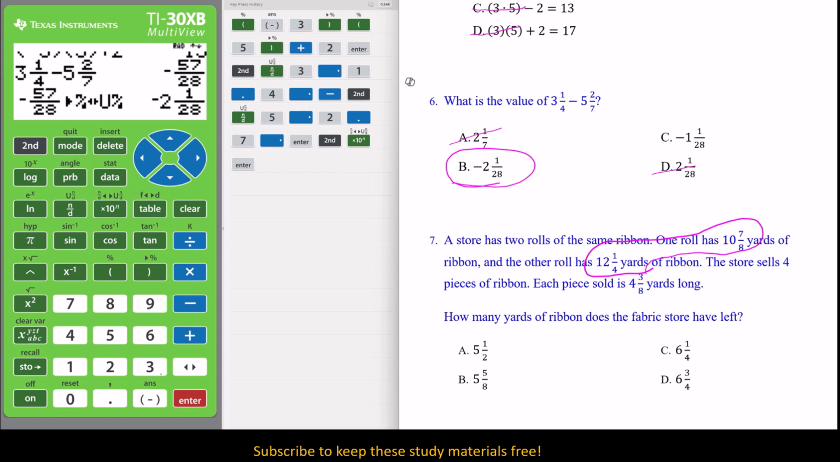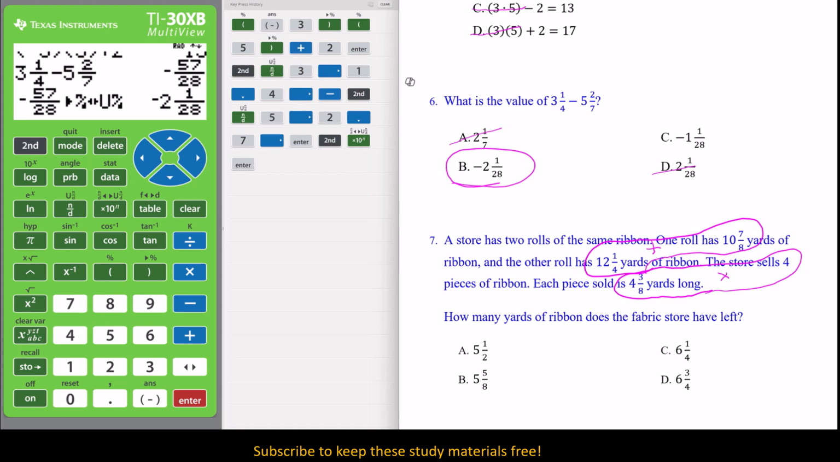So what am I doing here? I'm going to have to add those 2 rolls together so I know the total. And then I will subtract. I'm sorry. Well, I am subtracting. But before I subtract, I need to multiply 4 times 4 and 3/8. So I take all the ribbon that's in the store and subtract out all the amounts of ribbon that have been sold. Okay, so let's put this in the calculator.